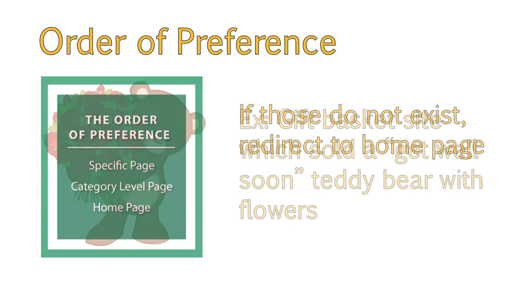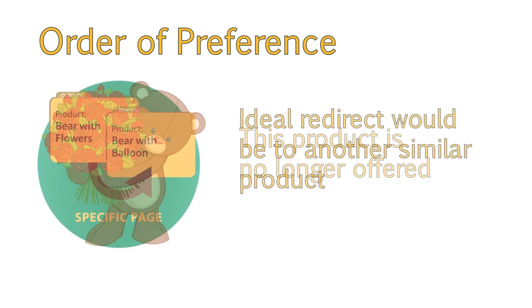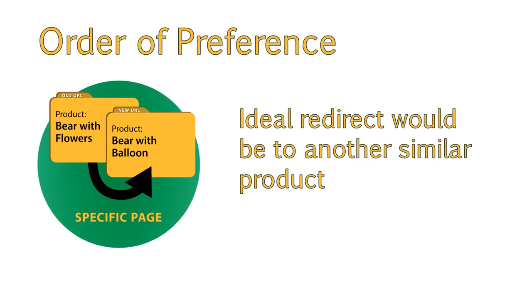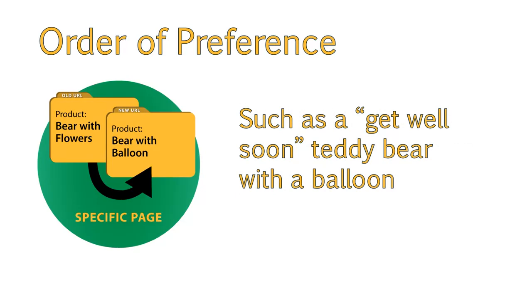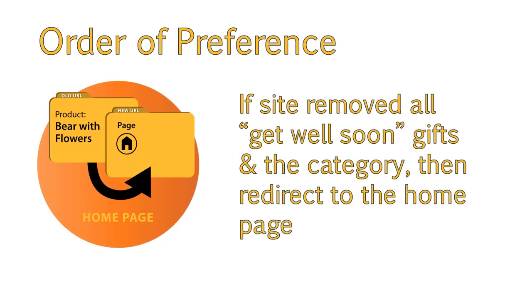For example, let's say we had a site about gift baskets, and one of the products we had available was a Get Well Soon teddy bear with flowers. This product is no longer offered. The ideal way to redirect this page would be to first look at another similar product, such as a Get Well Soon teddy bear with a balloon. If no products matched that, then the next best option would be to redirect the page to the Get Well Soon gifts category. If, for example, the site was totally removing all Get Well Soon gifts and no longer had a category page about that subject, then the next best choice might be the homepage.